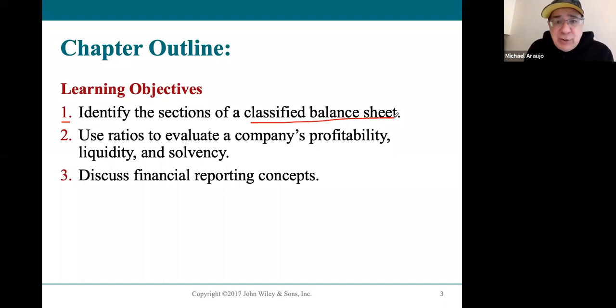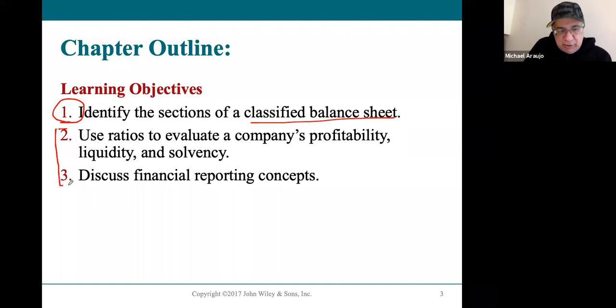It doesn't change that the balance sheet has assets on one side, liabilities and stockholders' equity on the other. It just says, look, there's more detail to these assets than you know, and there's a little bit more detail to the liabilities that you should know. So much of what we're going to be focused on in chapter 2 is right at the very beginning, learning objective 1, and that's going to be the focus today. When I see you again, we'll finish chapter 2.